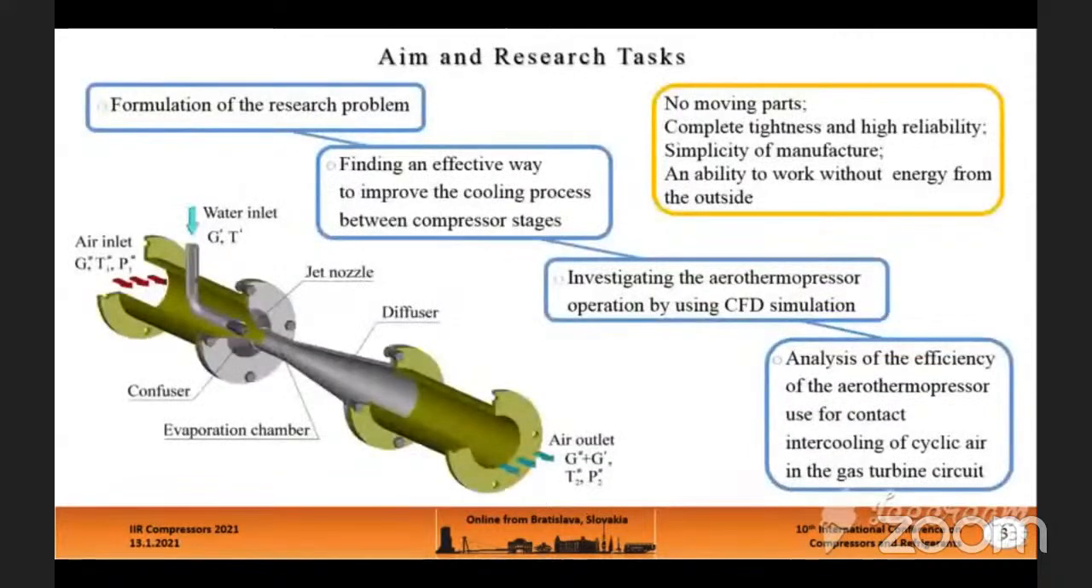One of the perspective ways to increase the power of gas turbine engines is to increase the flow rate of the working fluid with a decrease in consumption for compression in the compressor stage. The way to implement this principle is to use the contact air cooling with the IIR thermopressor. This research is dedicated to investigating the IIR thermopressor operation by using CFD simulation and to analyze the efficiency of the IIR thermopressor used for contact intercooling of cyclic air in the gas turbine circuit.